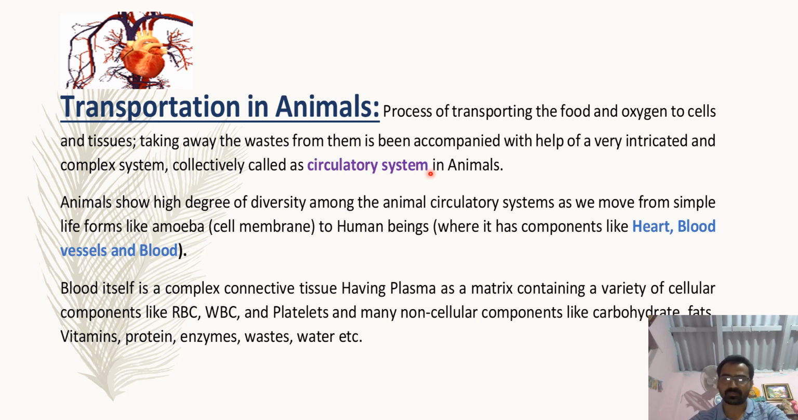Animals show a high degree of vascularization. It has a very complicated system of circulation which consists of the heart, blood vessels, and blood. Blood is a vascular tissue. It is also called a fluid matrix connective tissue, having different kinds of components like RBC, WBC, platelets, and many other non-cellular components like carbohydrates, fats, vitamins, proteins, wastage, etc.